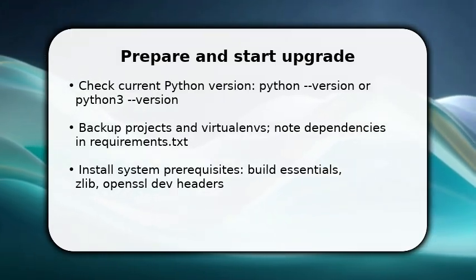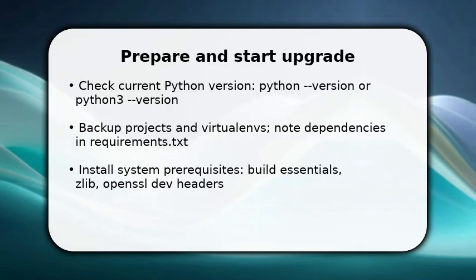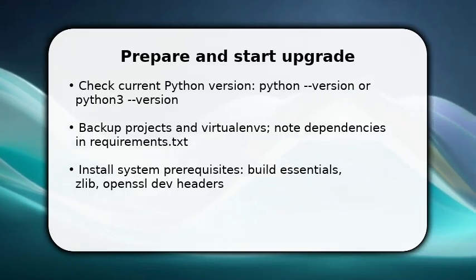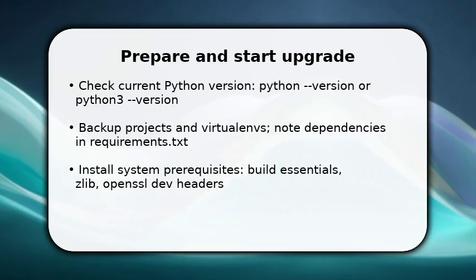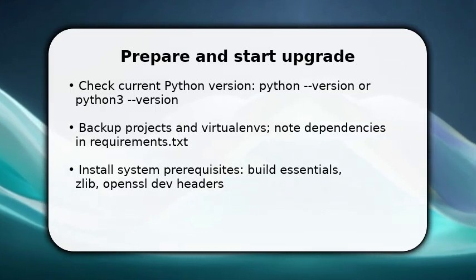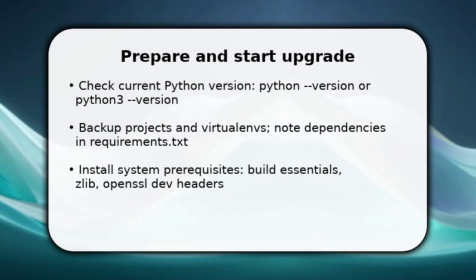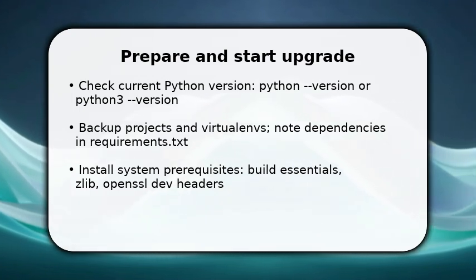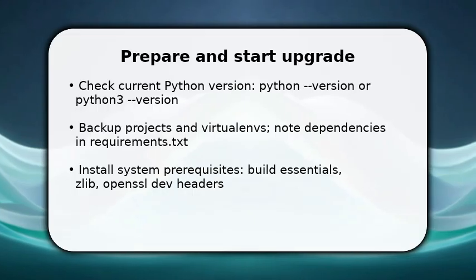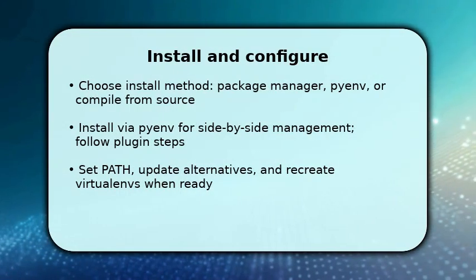Next, install build tools and required development headers for your platform. These let new Python compile and link correctly. Make sure to use sudo when needed and choose whether to update system Python or install side-by-side to avoid disrupting system tools. Now you perform the installation step by step.